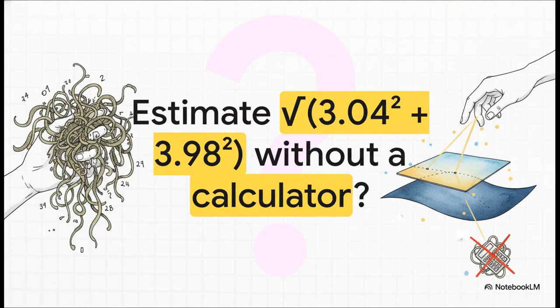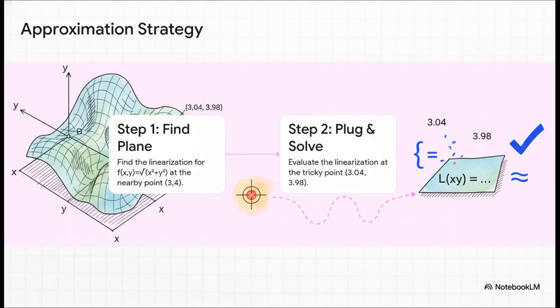No calculator. I mean, this looks just awful, right? Those numbers 3.04 and 3.98 are so messy. But what if I told you they're really close to some nice, friendly numbers? This is the perfect job for a tangent plane approximation. So here's the strategy. It's actually genius.